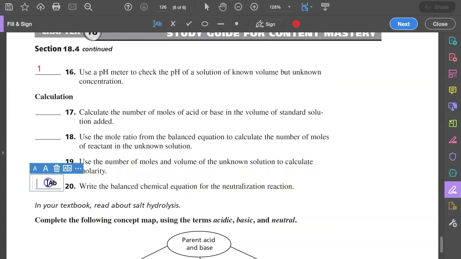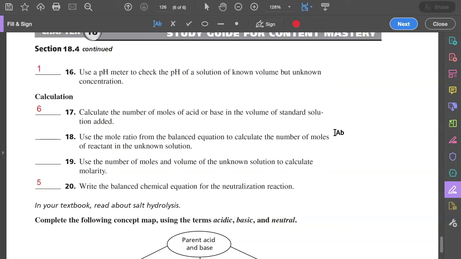Well, I think 20 is our place to start. We first need to know what the neutralization reaction is before we can do any kind of calculations. Next, we're going to want to find the moles. Calculate the number of moles of acid or base in the volume of standard solution added. Right, so we will have used a certain amount of acid or base in standard solution, and so we calculate the number of moles of that, knowing the concentration like we do.